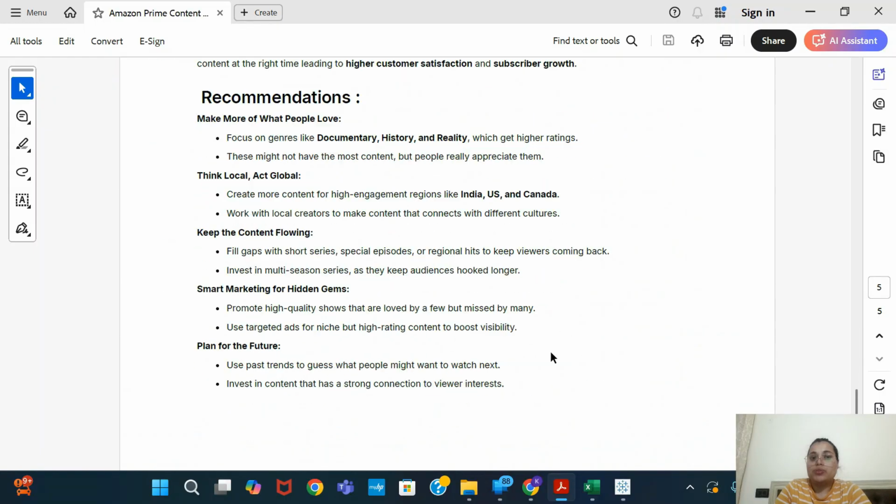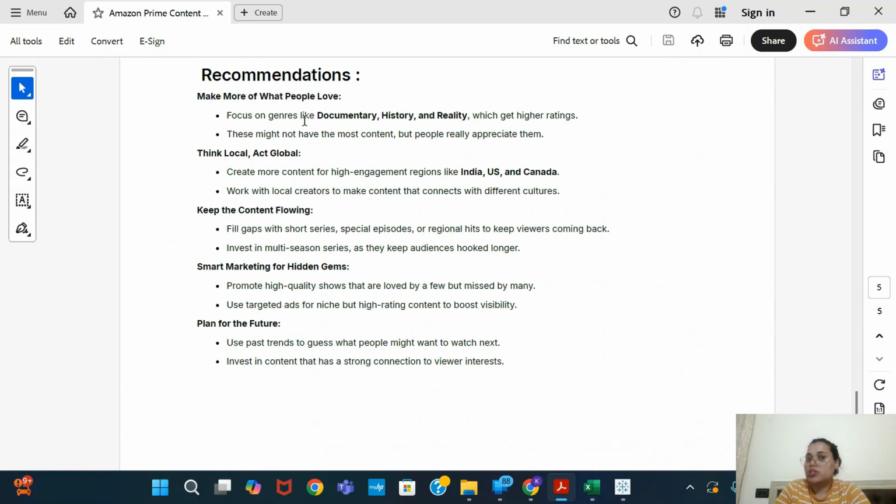If we talk about the recommendations, focus on genres like documentary, history, reality. Then we need to think local and act global, create more content in higher engagement regions like India, USA, and then Canada. Work with local creators, which we already talked about. Then we need to have the content flowing, filling gaps with short series, special episodes, regional hits.